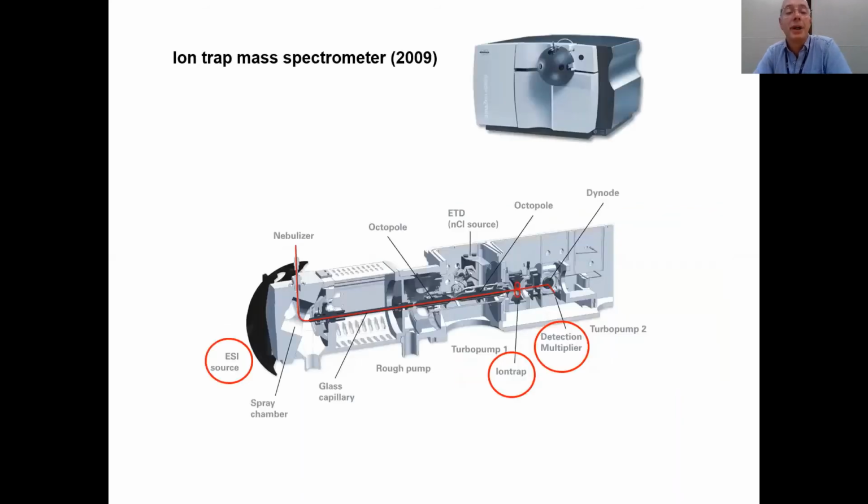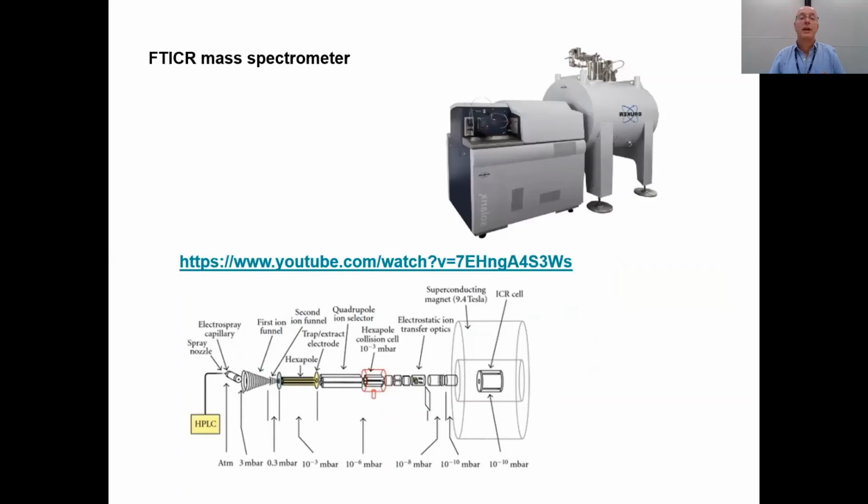This is an example of an ion trap instrument. Remember, we have the different components. We have electrospray source, we have the trap, that is the mass filter, and then we have a detector here. So that's ion trap. This instrument I want to show you is an FTICR mass spectrometer. So this is a very large instrument, very expensive instrument. It's the instrument that will generate the highest resolution. And FTICR stands for Fourier transform ion cyclotron resonance.